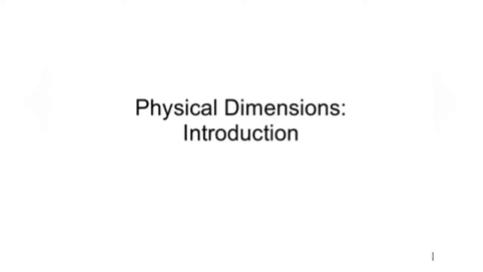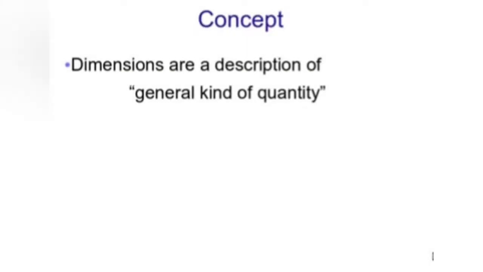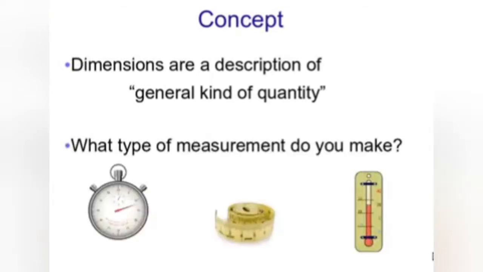So let's introduce the concept of physical dimensions. In physics, when we talk about dimensions, it's really a description of a general kind of quantity. Now we can also think of this in terms of what type of measurement do you make? After all, making a measurement with a clock is a very different type of measurement than you'd make with a ruler or a thermometer. And these sort of define our general types of qualities, our dimensions.